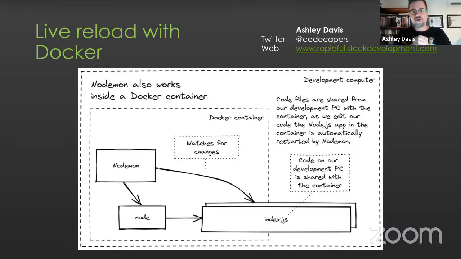Okay, so the good news is that we already kind of have all the tools that we need for this. We're going to use Nodemon, just like we did back in example 1, to restart our Node.js application. But this time we're going to be running it within a Docker container.